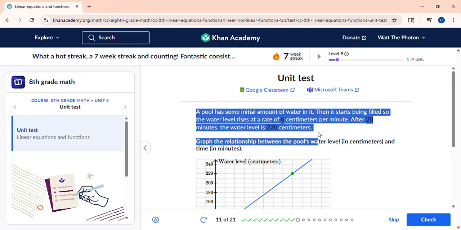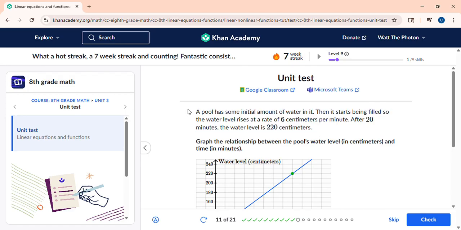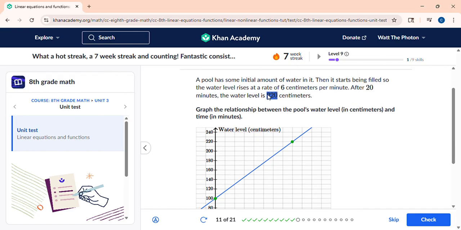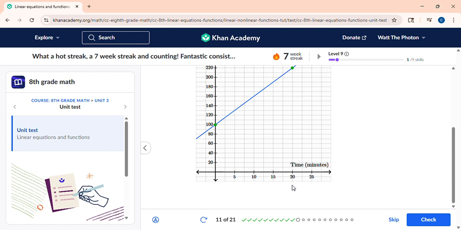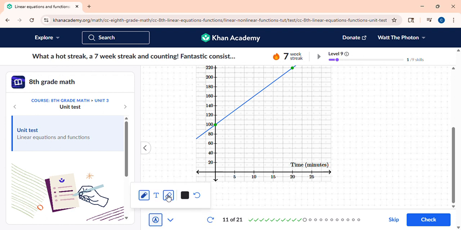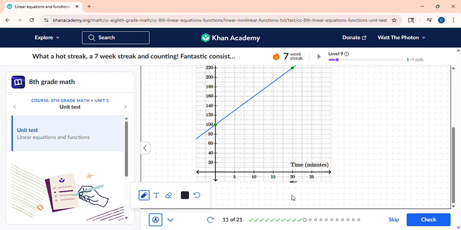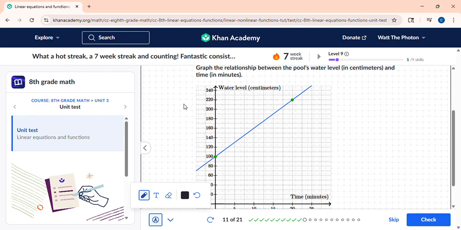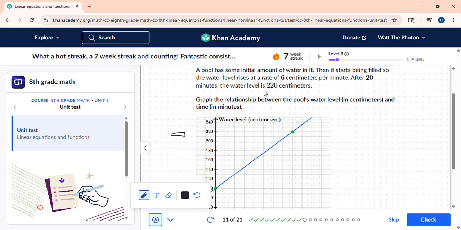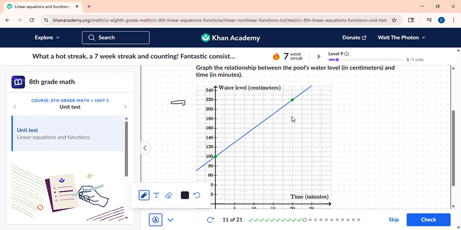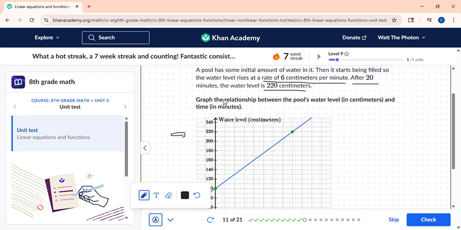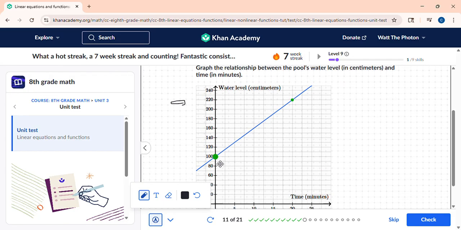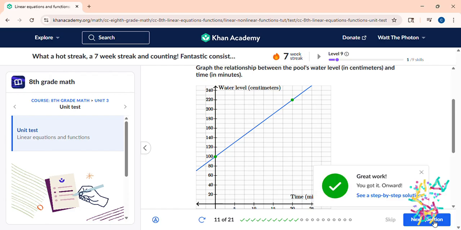The pool has some water in it, then starts being filled with water at a rate of 6 centimeters per minute. After 20 minutes, the water level is 220 centimeters. So this is 220 after 20 minutes. So yeah, 120 is right, and then our 220 is right, so that's correct. And your rate is 6 centimeters per minute. So we're going to multiply 20 times 6, because that's how many centimeters per minute, and we get our C value of 100. Here we go.